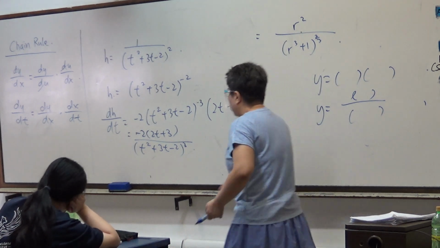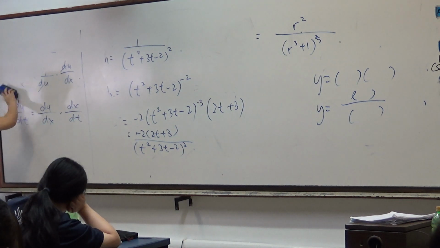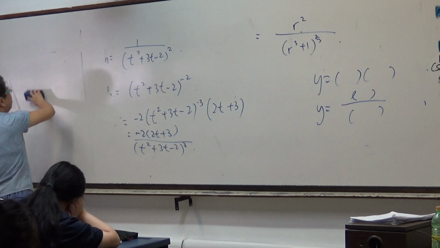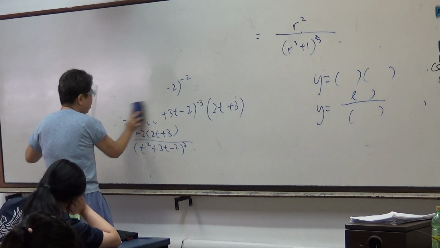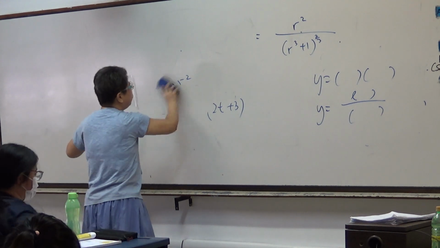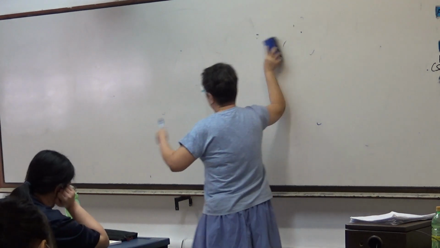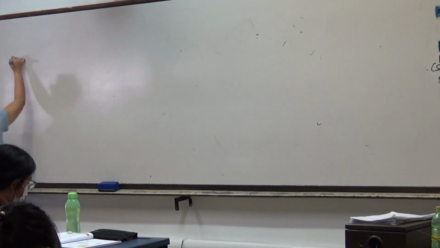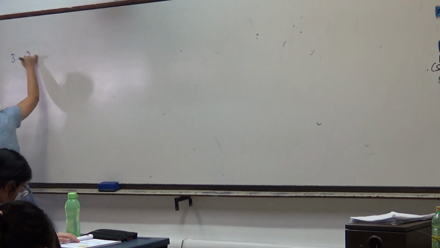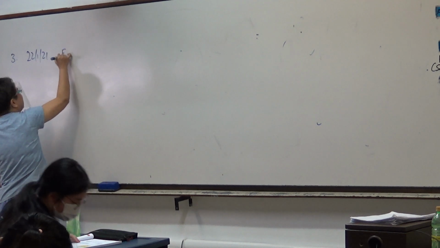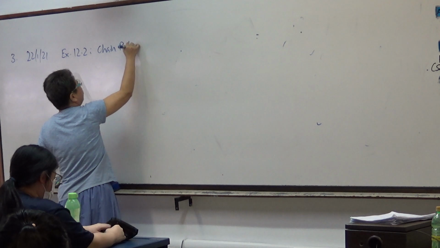Understand? Okay, so let's take out your textbook. Is it number 3 now? Is it number 3? Yes, go. Now, yesterday I forgot whether I put 12.1 or not. I put 12.1, Exercise 12.1. Yes, I did not, because I forgot everything. Oh, okay. Number 3, today is the 22nd. So, exercise 12.2. You will have chain rule.